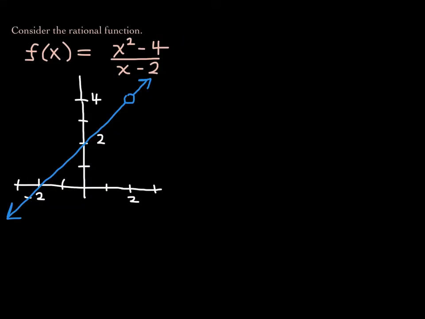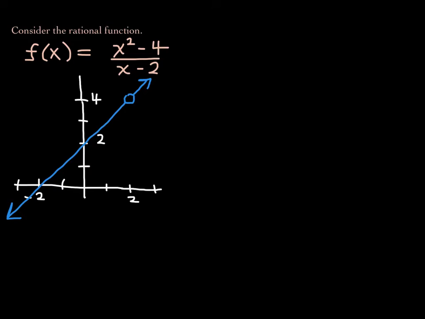To get us started, consider this rational function. f of x is equal to x squared minus 4 divided by x minus 2. Here is the graph for this function. Now, we did study rational functions, and we have actually looked at a function like this before.